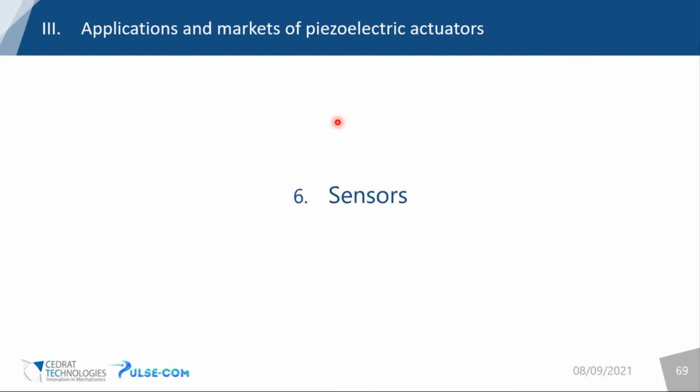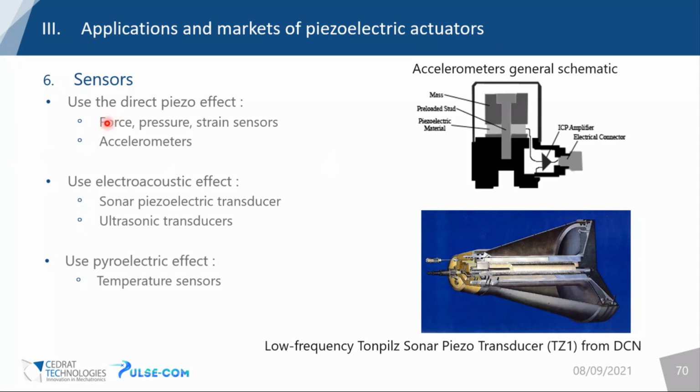And lastly, we have the sensing applications, which this time use the direct piezoelectric effect. You can make force sensors, pressure sensors, strain sensors, and also accelerometers. You have a cut view here. And using the electroacoustic effect of the piezoelectric material, you can also make sonar piezoelectric transducers and ultrasonic transducers. And finally, with the parasitic effect, which is the pyroelectric effect, you can make temperature sensors out of piezoelectric materials.